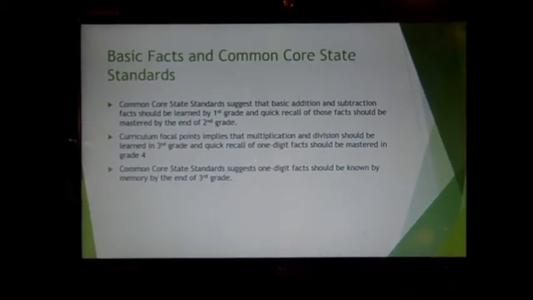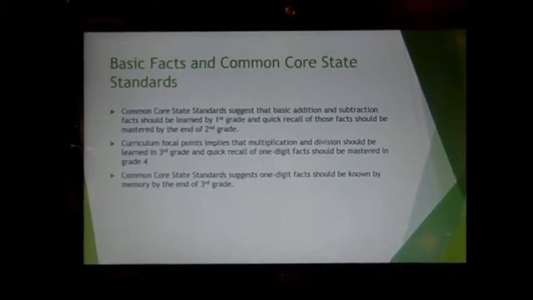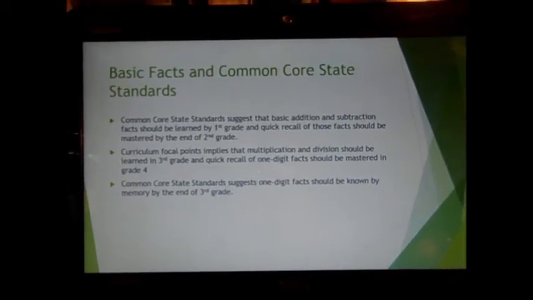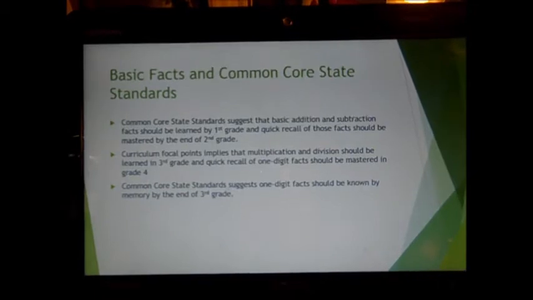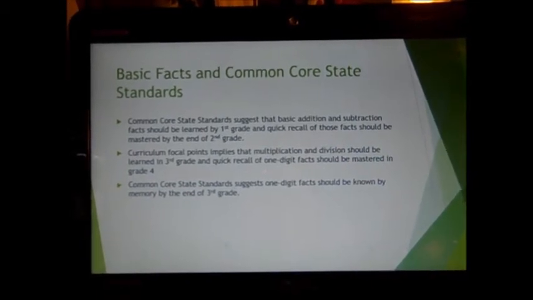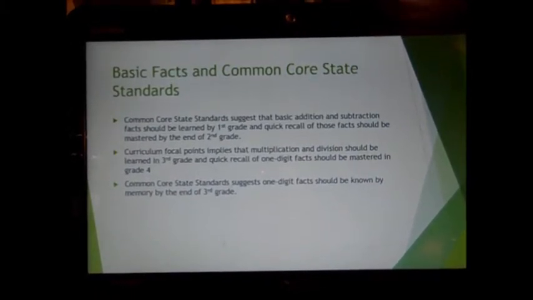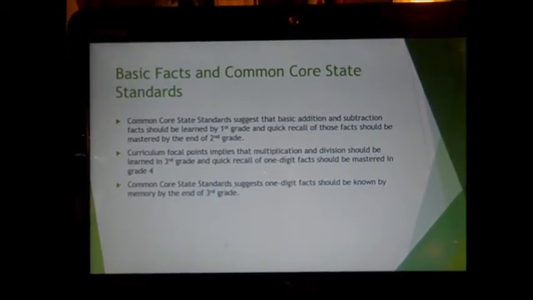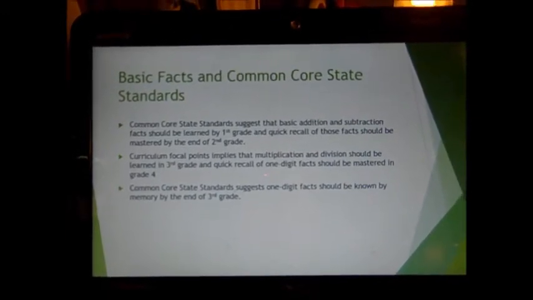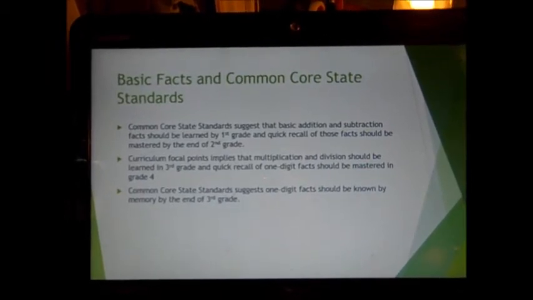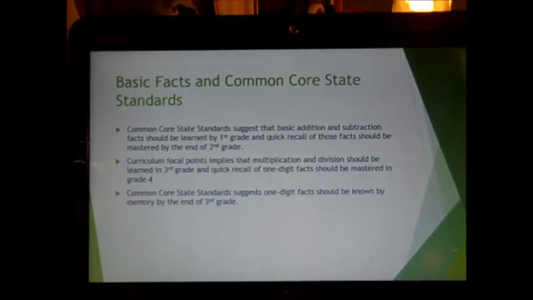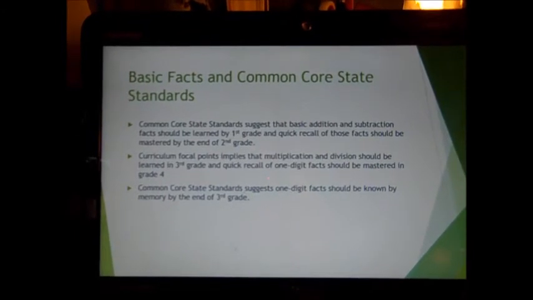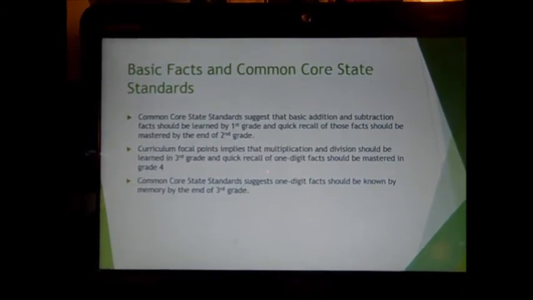Basic facts and Common Core State Standards. Common Core State Standards suggest that basic addition and subtraction facts should be learned by the first grade, and quick recall of those facts should be mastered by the end of second grade. Curriculum focal point implies that multiplication and division should be learned in third grade, and quick recall of one-digit facts should be mastered in grade 4. Common Core State Standards suggest one-digit facts should be known by memory by the end of third grade, so there is a little bit of a discrepancy between the two.